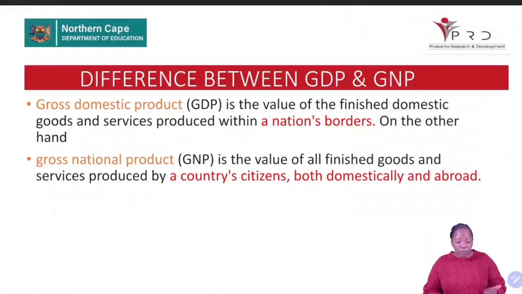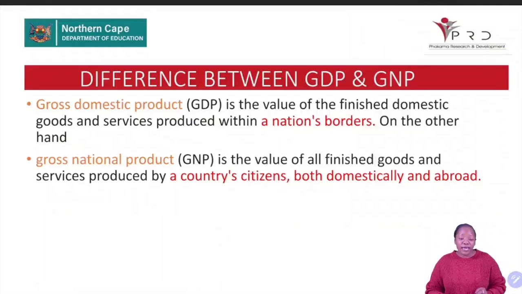And also, when we're talking about the GNP now, your gross national product, here we are talking about the businesses of the citizens only. It might happen that a South African citizen, he or she is running his business outside the country. It is calculated under the national gross domestic product.